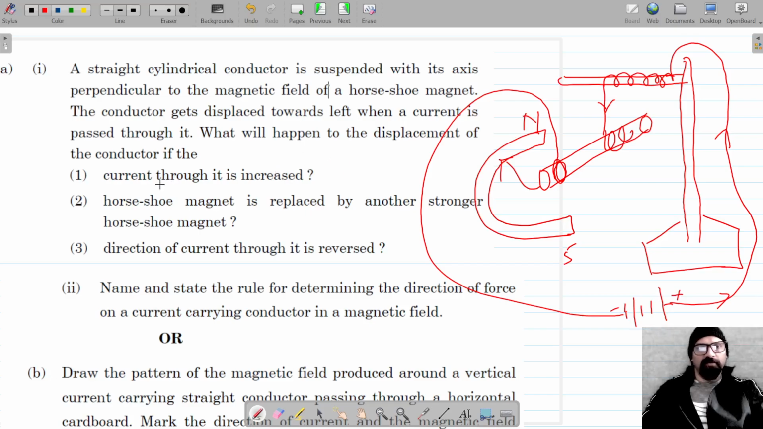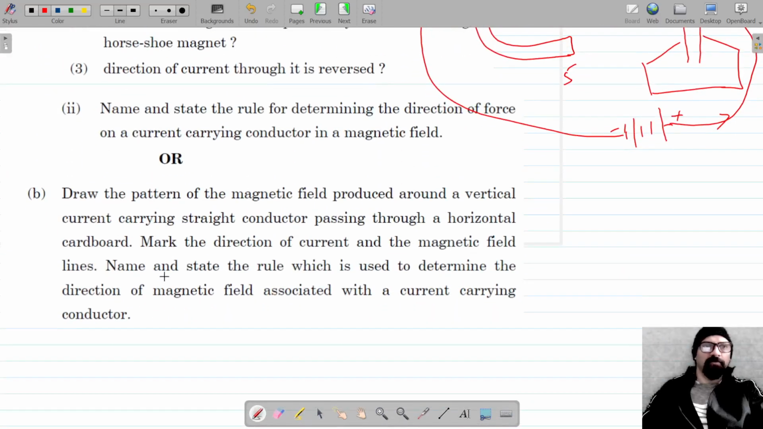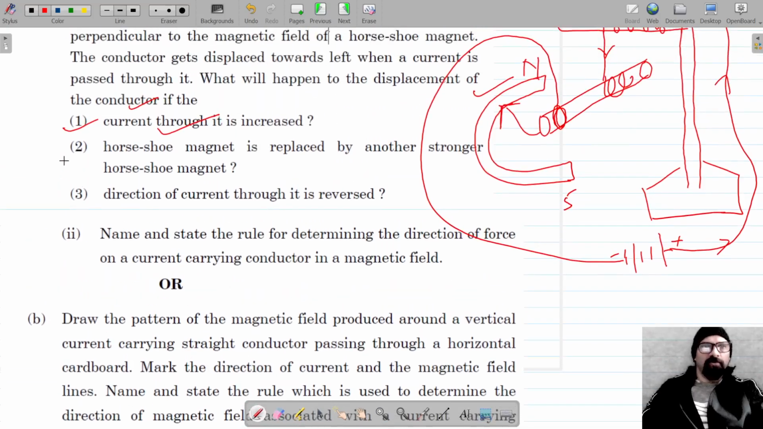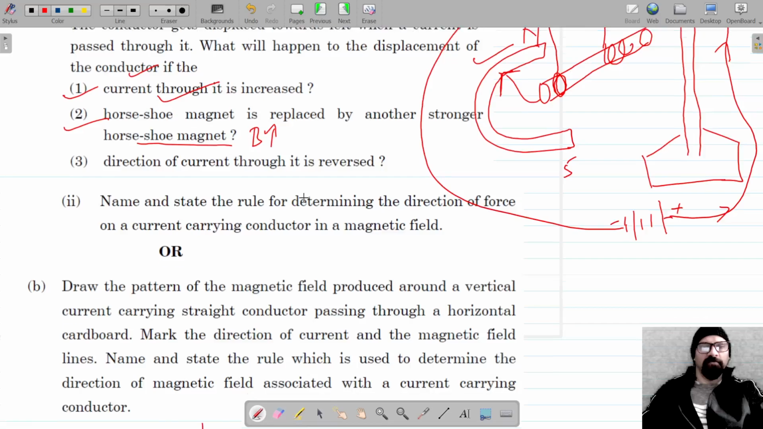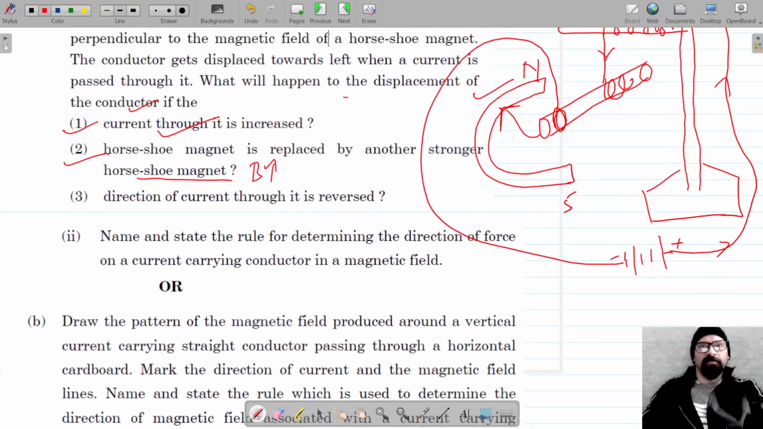So what will happen to the displacement of the conductor if the current is increased? This is the conductor placed in a magnetic field, and we know that when a current carrying conductor is placed in a magnetic field, a force acts on it, and when the current is increased, the displacement of the conductor is increased as well. So the first one, the displacement is increased. Now, if the horseshoe magnet is replaced by another stronger horseshoe magnet, that means the magnetic field increases, and the displacement of the conductor is also increased.